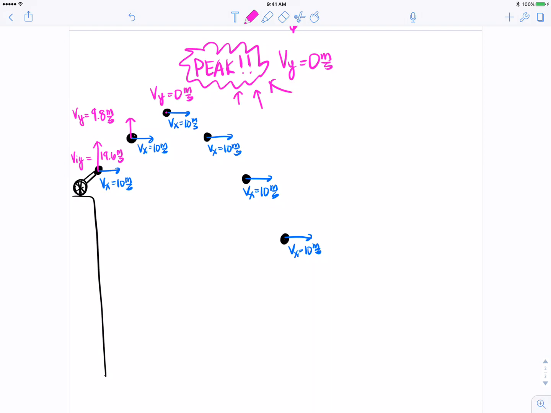Okay, so the next second after the peak, here we are in the downwards direction. Negative 9.8 meters per second. Negative 19.6 meters per second. Negative 29.4 meters per second. And on and on and on we go. Okay, so again, horizontal velocity remains constant during the course of the trajectory, and the vertical velocity changes again by 9.8 meters per second every second.